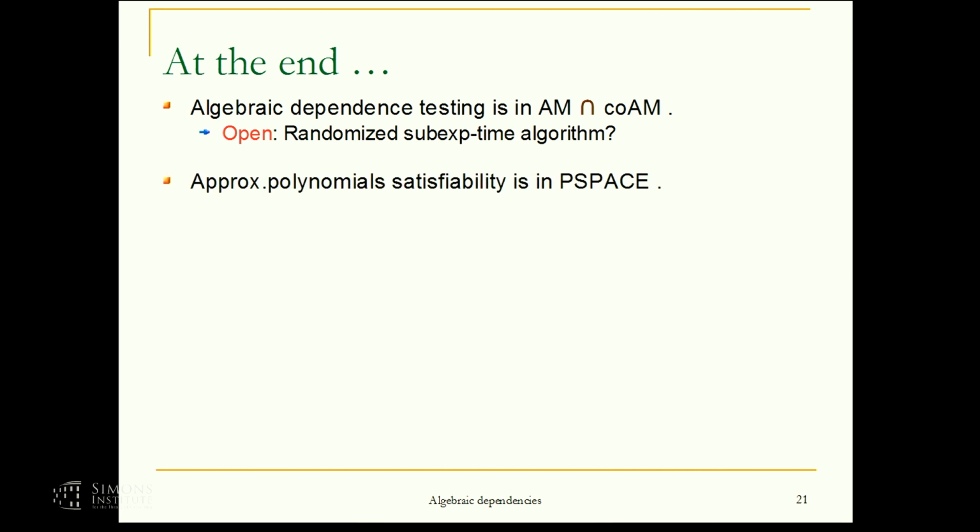Approximate polynomial satisfiability we show in P space, and we want to bring it down. And Ketan's challenge is to bring it in PH. Right? So this will give you an alternative to GCT. Yes, a serious possibility. I'm not sure whether it is serious.